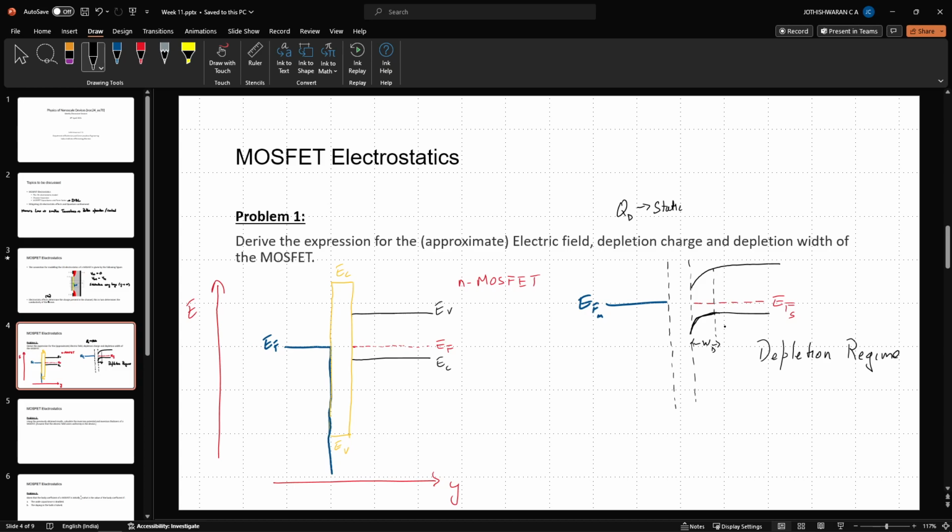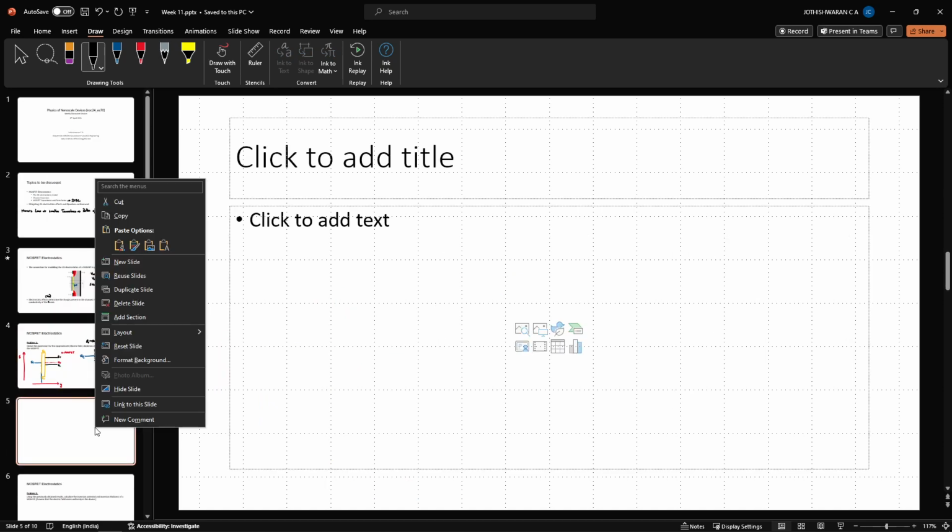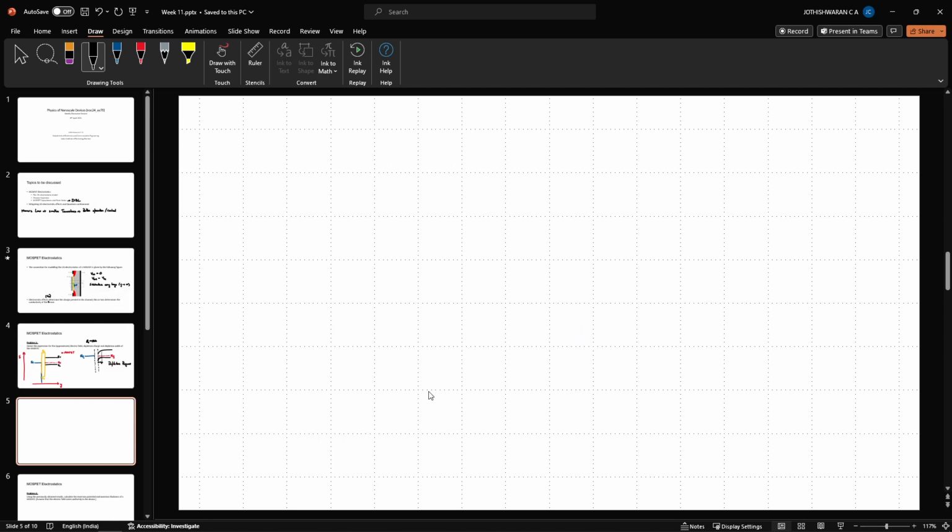Okay, so this is the depletion width, the region up until which the band bending effect is pronounced. Let me insert a new slide. The first thing we shall do is, we know that at any given point, the electric field is given by this. This comes from Gauss law.